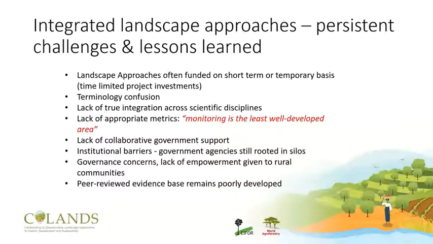A lack of government support, like I said in the review done by LPFN, was considered a major challenge. Government agencies are rooted in silos, so these are all connected. Then governance concerns, a lack of empowerment given to rural communities. Again, I'll touch on that in the next slide. And the peer-reviewed evidence base remains poorly developed. Like we saw with the C4 review, there were only 24 examples in the peer-reviewed literature. Obviously that needs to be strengthened so we get a better understanding of whether these are effective or not.